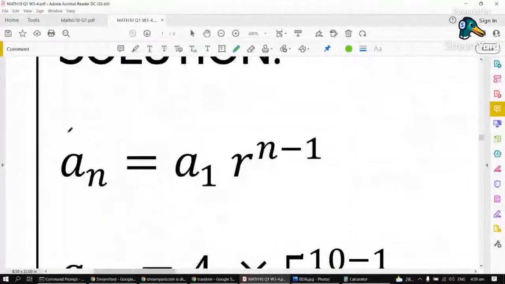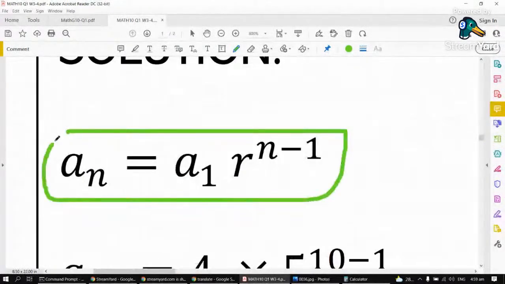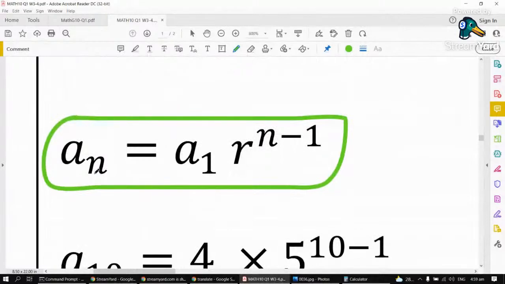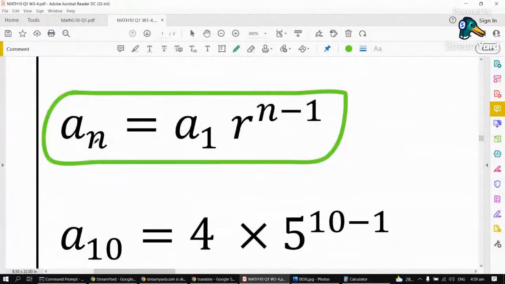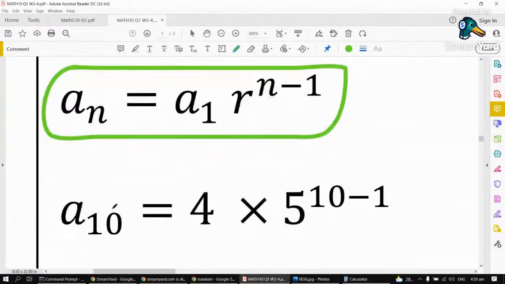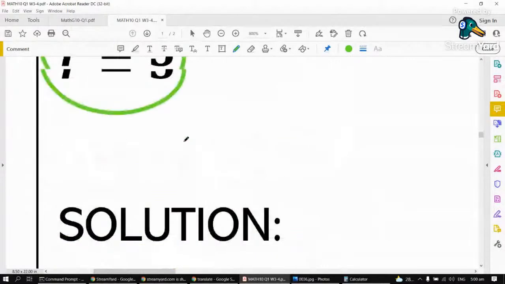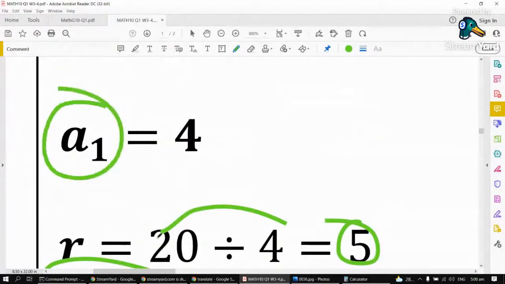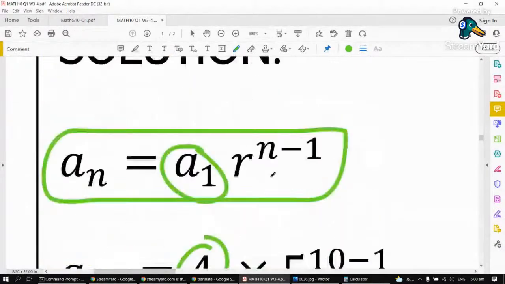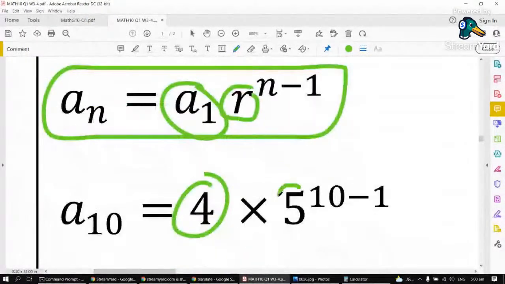Then, gamitin natin tong formula natin. Itong n magiging 10. Ang ating a sub 1 is magiging 4. Kasi yun natin ang first term. Ang ating common ratio is 5. Ang ating n is 10.